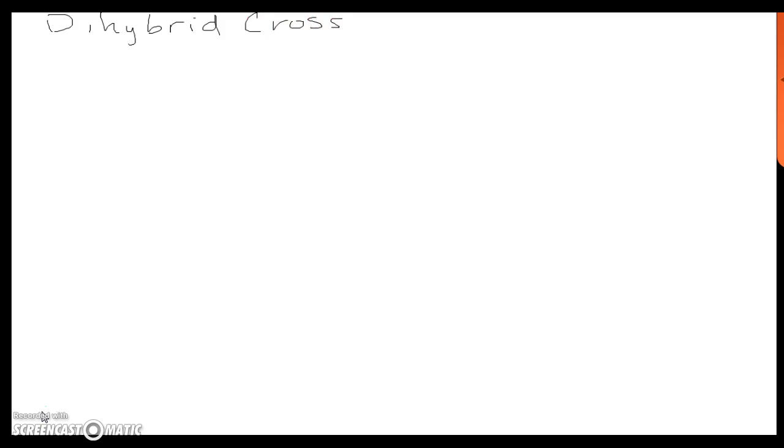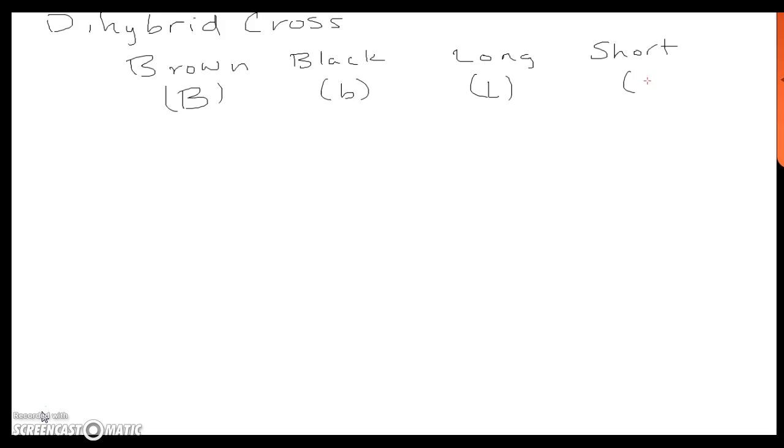Okay, and so when we have a dihybrid cross, we're looking at organisms that are hybrid for two traits. So let's go back to our brown and black fur. We're going to make brown dominant and black the recessive trait. And then we also have long and short fur, long being dominant and short being recessive. And these are just arbitrary. I'm just making this up as I go.